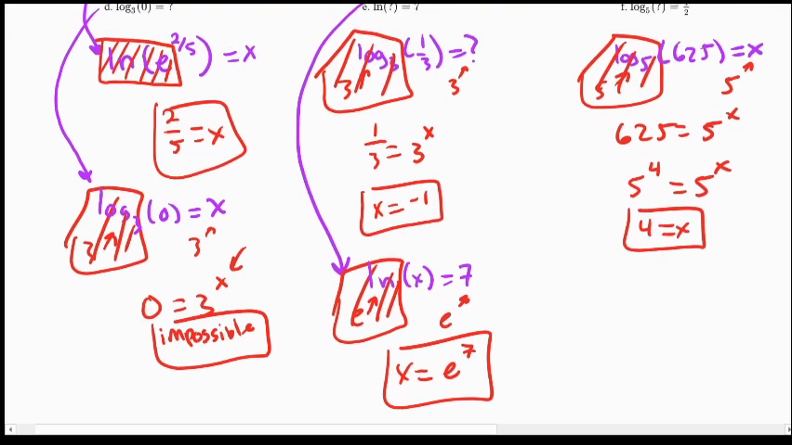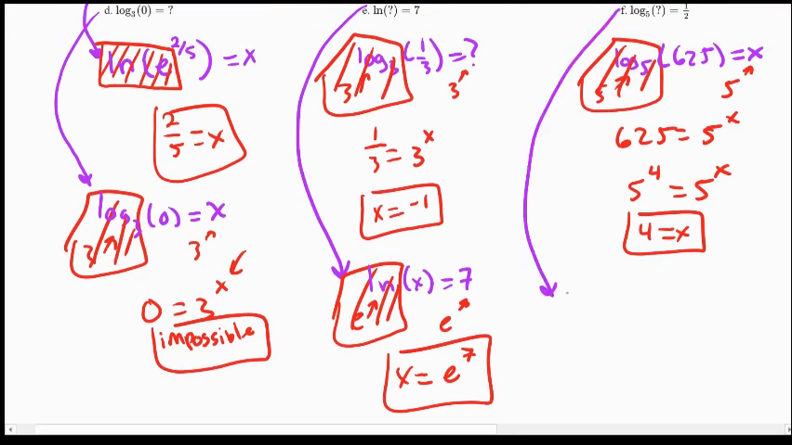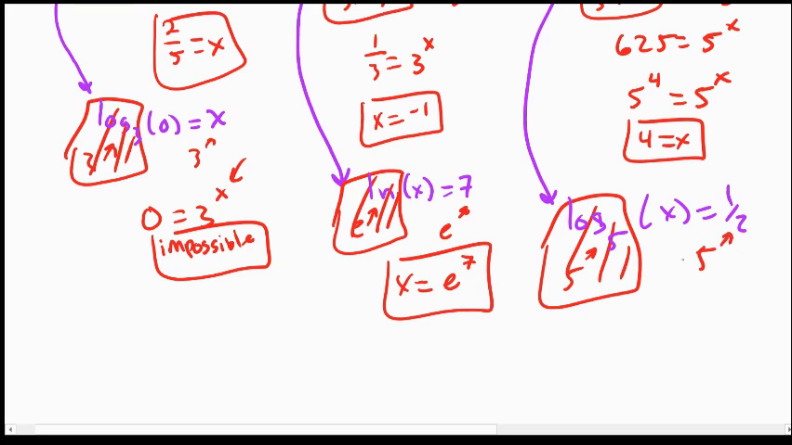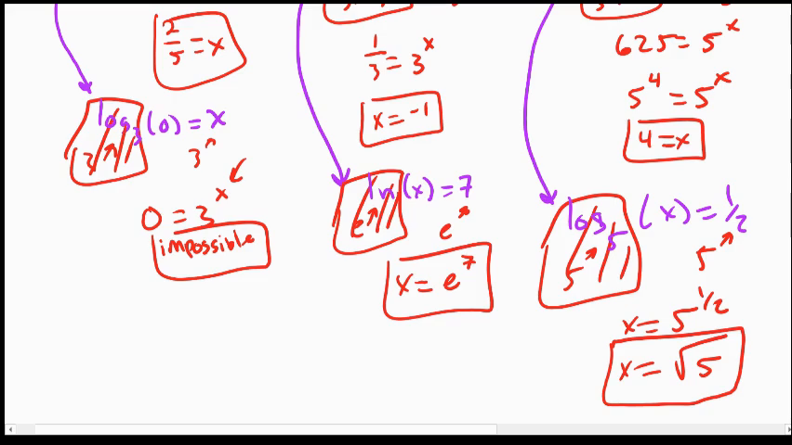And then f, our final one here, is log base 5 of what equals 1/2. And so I'm going to raise both sides with a base of 5 to cancel that. And just to, again, make it look like something that we recognize, I know that the exponent of 1/2 is the same thing as a square root. So that's how we solve each of those different log equations.